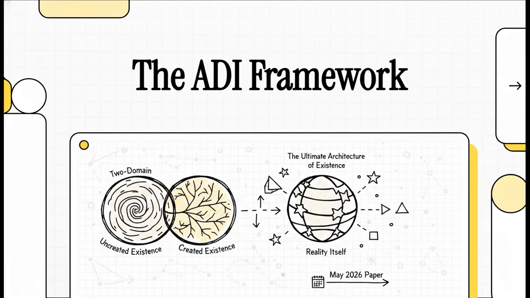Today, we're going on a seriously fascinating journey into a really groundbreaking philosophical model from a May 2026 paper. We're talking about the revised two-domain ADI ontology. Now, if you've ever laid awake at night, staring at the ceiling and pondering the ultimate architecture of existence, you are absolutely in the right place. Because today, step by step, we're going to map out the very limits of reality itself.